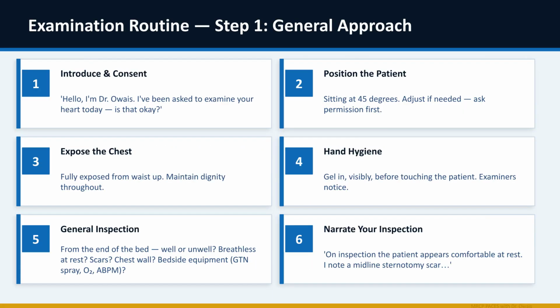The examination routine begins with a general approach. Introduce yourself and obtain consent. Position the patient at 45 degrees. Expose the chest fully, maintaining dignity. Practice hand hygiene visibly. Perform a general inspection from the end of the bed. And finally, narrate your inspection findings to the examiner.